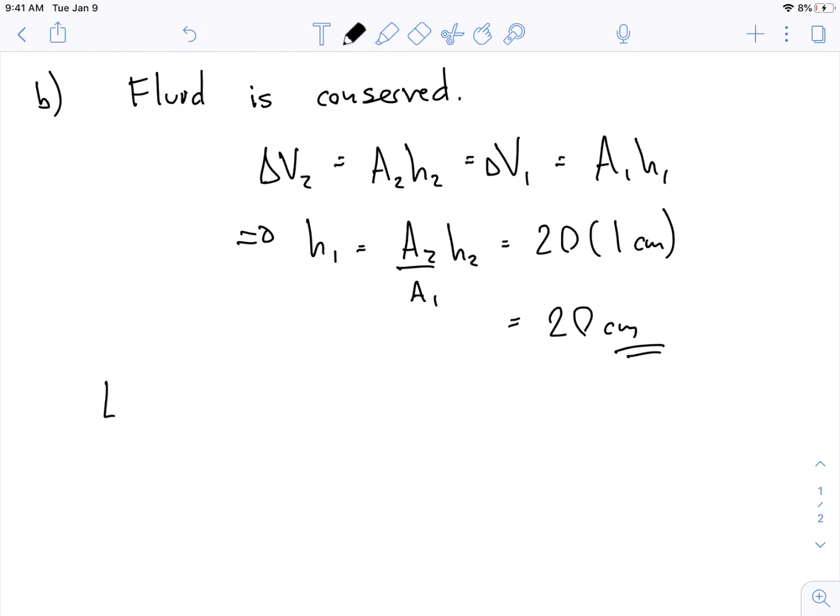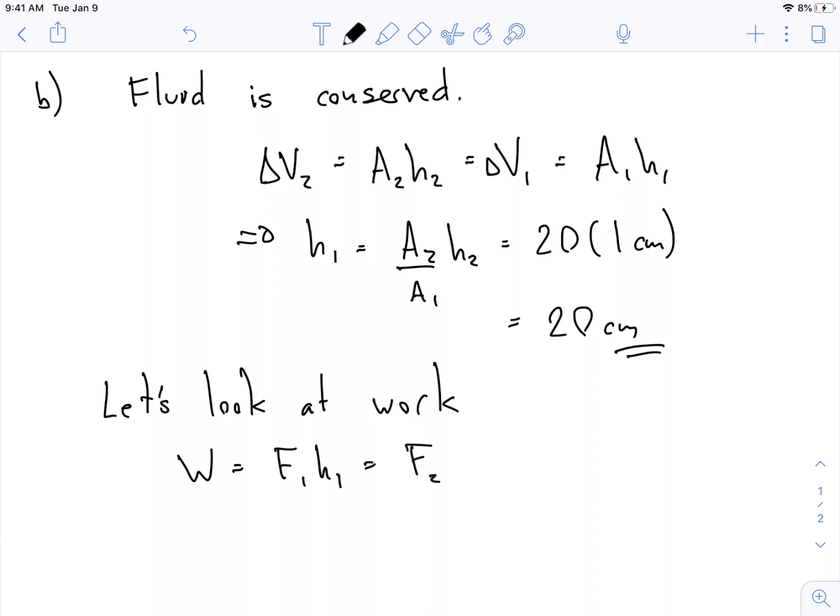So let's look at the work that we do here. Let's look at work or energy, right? What is the work that's done? Well, the work that's done on the one side, right, is F1 times H1. Well, this is a little force times a big distance, right? And this is equal to F2 times H2. Well, this is a big force times a little distance. And so they actually both equal out. So the same amount of energy is used.